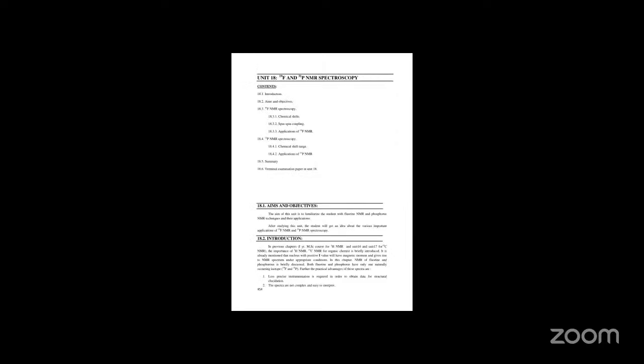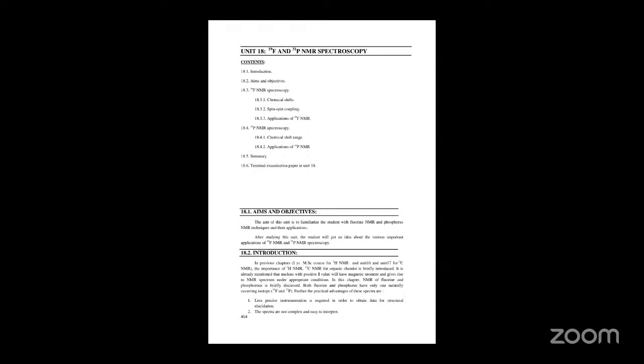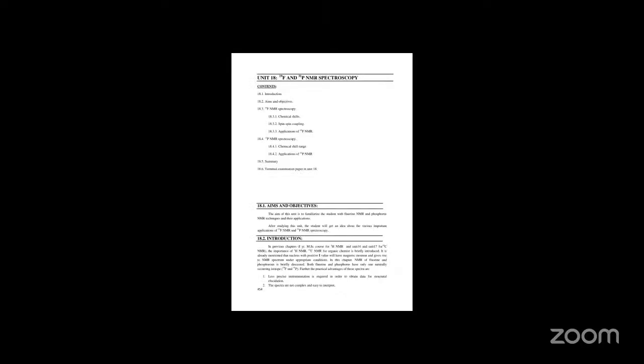F19 and P31 NMR spectroscopy. In the previous chapters, we discussed the C13 spectra. Now we are going to discuss the P31 and F19 spectra. F19 and P31 have a magnetic moment that is not zero, so they are magnetically active, so it gives a spectra.